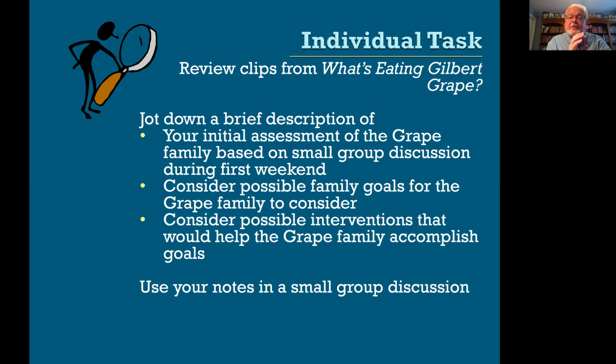Your initial assessment was based upon a small group discussion during the first weekend. Consider the possible family goals for the Grape family and the interventions that may be related to those goals. Consider what model they fit in, or whether they go in between models. I'll give you an opportunity to talk about what you would actually do intervention-wise once you've assessed what the family is able to do. What interventions would you talk with them about? And we'll do that in a small group discussion.